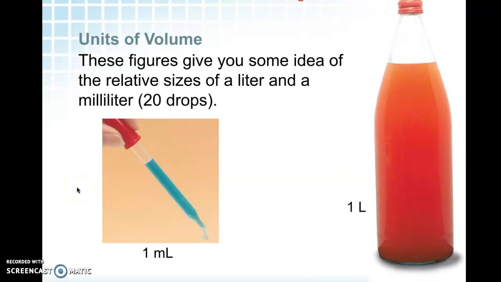You see some figures that give you an idea of relative size. For all these metric measurements, it's good to have a relative idea of how big or small they are. So 1 liter is like a big bottle of pop or juice or whatever, and then a milliliter would be like 10 drops or so.